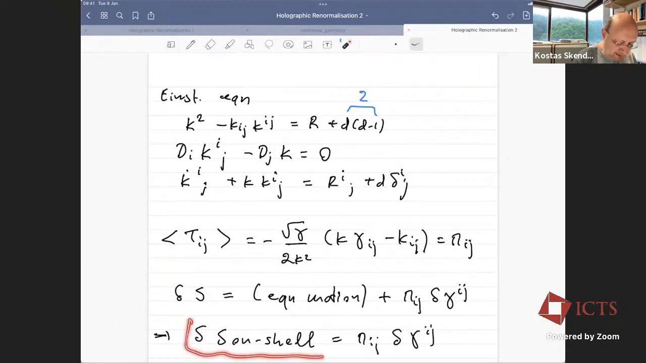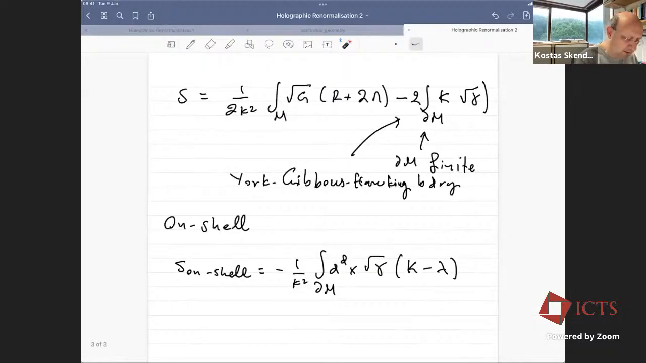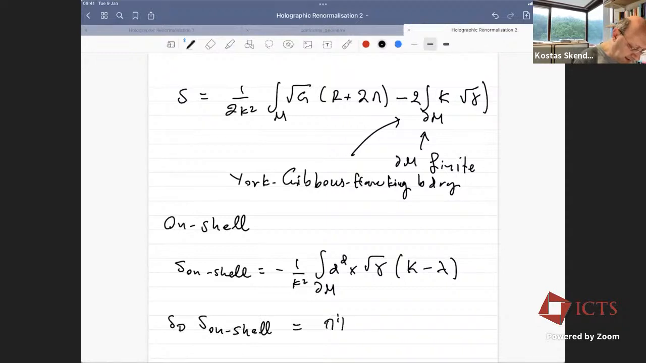So now I'm going to take this relation here and apply this for a very specific variation, namely dilatations, because we know that dilatations describe how things scale. So now I will apply that. So we know delta_D S on shell should be pi^ij delta_D gamma_ij. So we're going to use this relation in order to understand the infinities.